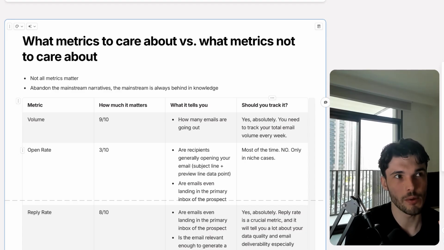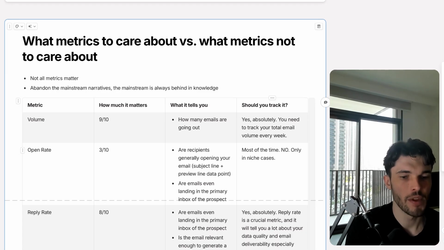The only use case I would say for tracking open rates is if you really need to quickly see whether or not you're landing in the primary inbox. If you launch a new campaign, you're tracking open rate and it's super high, then great, it's an indication that you're probably landing in the primary inbox. But it's not really how you want to be tracking it, ideally speaking. So I give it a 3 out of 10.